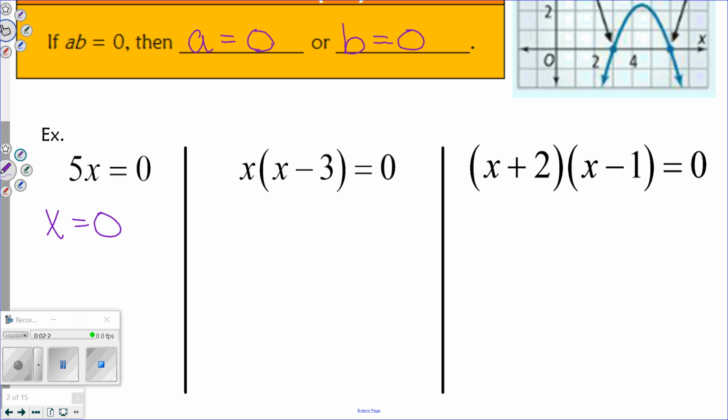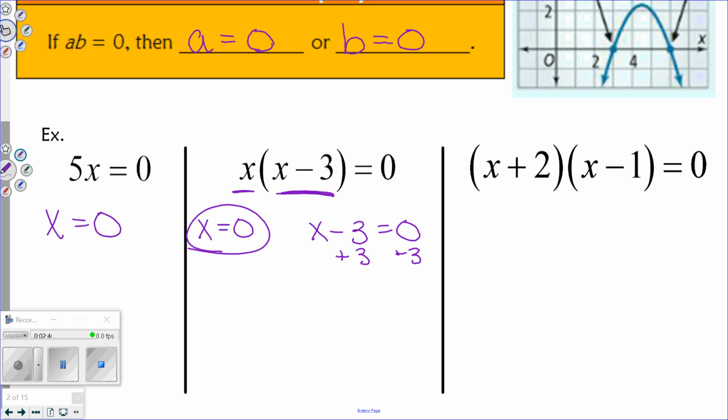Okay, this one. Using what we just talked about up here, one of these has to be 0, right? So either this piece or this piece has to equal 0. So x could be 0, or x minus 3 equals 0. One piece or the other has to be 0 in order for that to happen. So x equals 0 is one answer. Solve this one, add 3 to the other side. x equals 3.